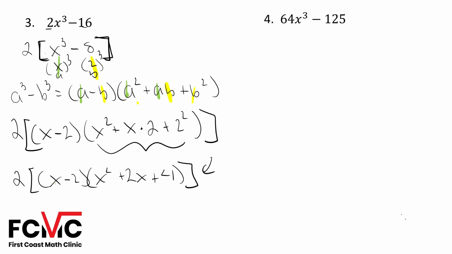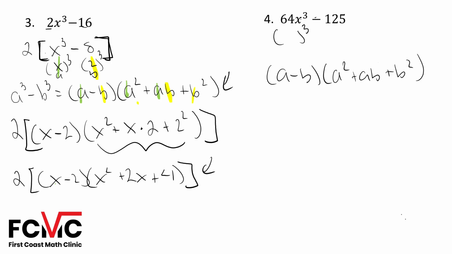Last one, number 4, where you have the difference of cubes. So we can use our rule here again. So it's going to be a minus b times a squared plus ab plus b squared. So what are we cubing to get 64x to the third? That's going to be 4x. That's our a value. What are we cubing to get 125? That's 5. That's our b value.